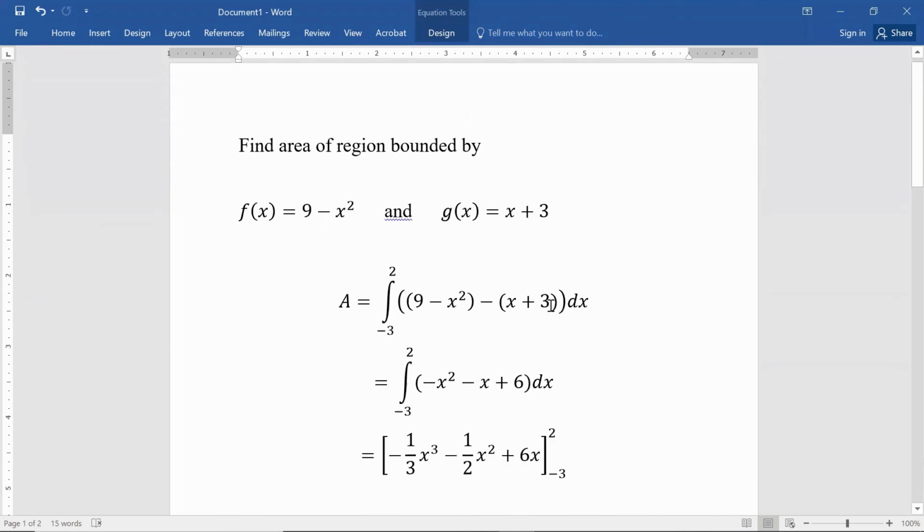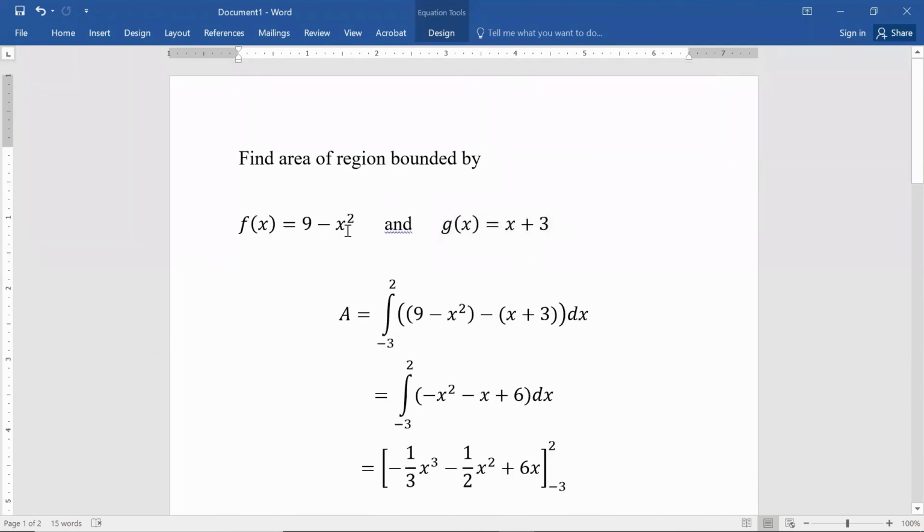So there you go. That is how we deal with area bounded by curves. We graph it, see which one's on top. The bounds are determined by where they cross, by where f of x and g of x cross in this case. And then we're moving on.